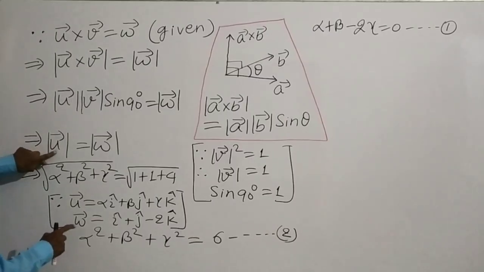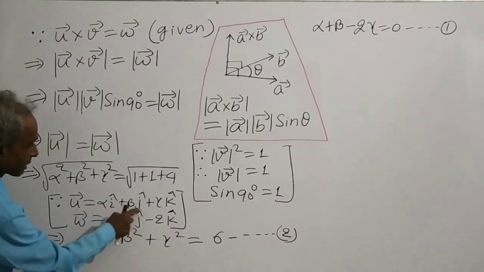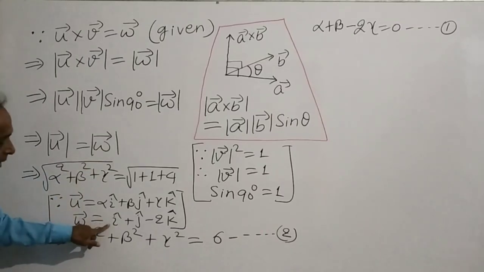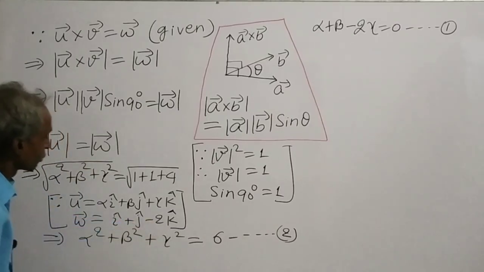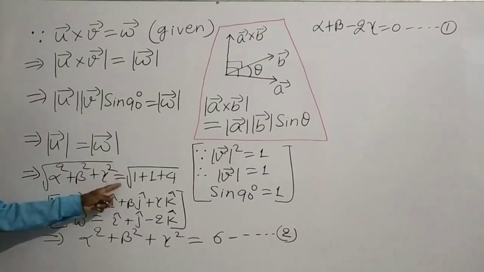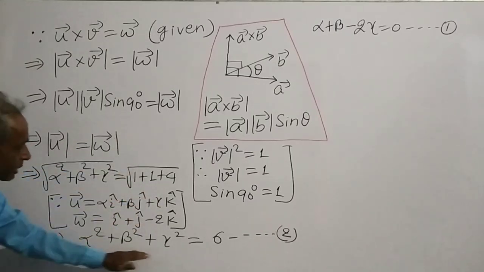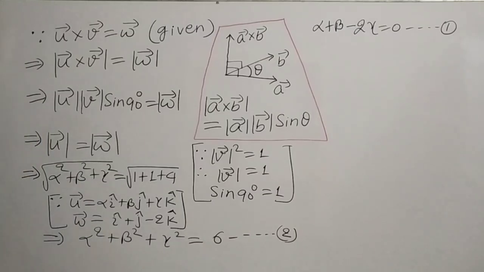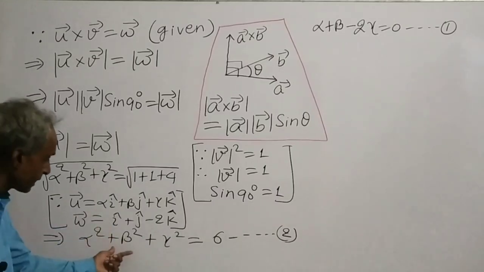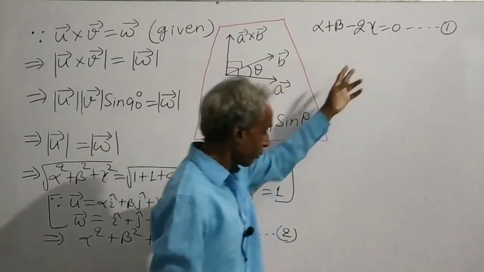But U is given in the question as alpha i plus beta j plus gamma k and vector W is given as i cap plus j cap minus 2k cap. Therefore, mod of U will be this, is equal to mod of W will be this. Squaring both sides, we get this. We suppose this is result number 2, and now we will write this result number 2 just after result number 1.